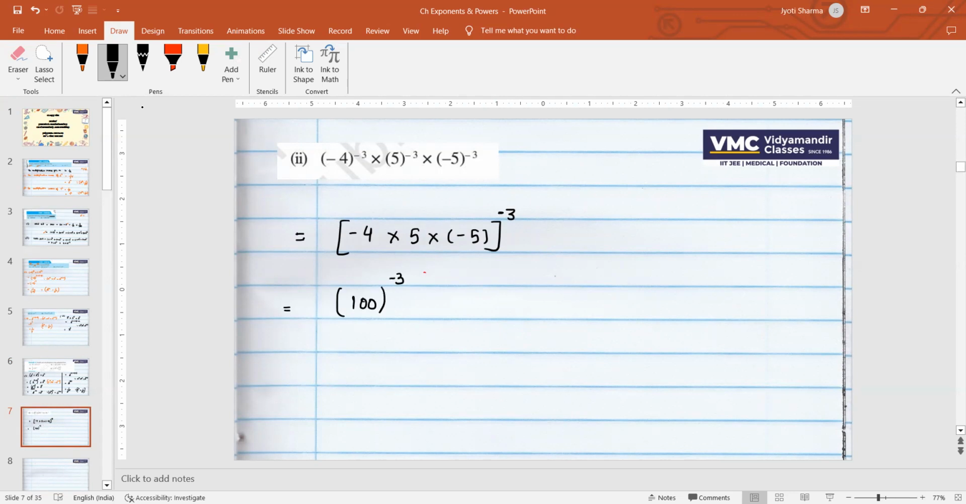And here the law which I have used is, if a to the power m is multiplied by b to the power m, I can write the product whole raised to the power m. Here it is. Again, I am using the same law. Powers are negative, so we can take the reciprocal of the base. We can solve it further.